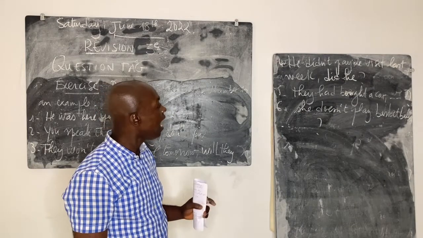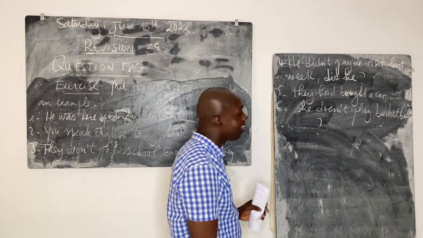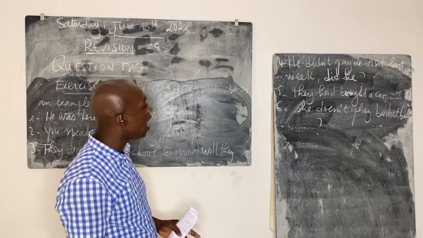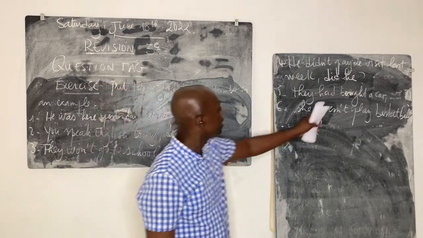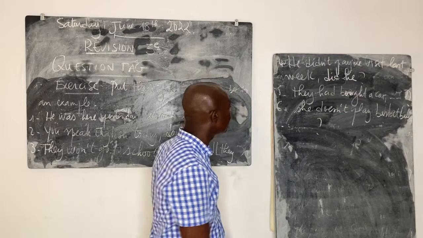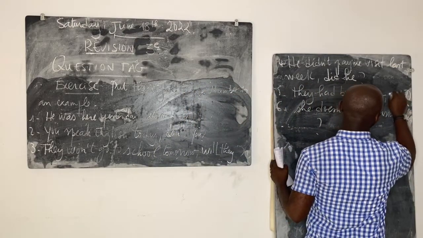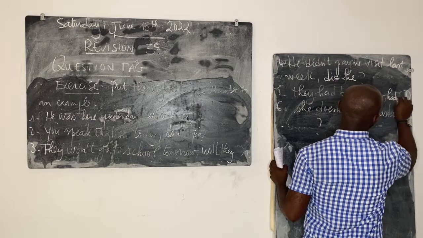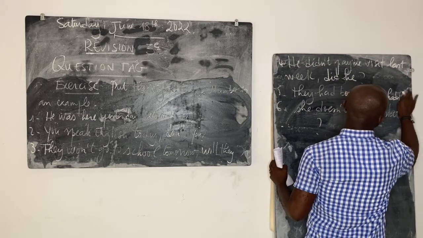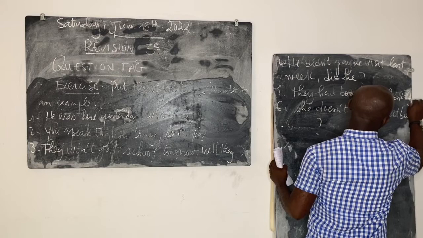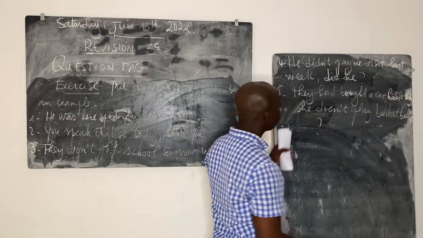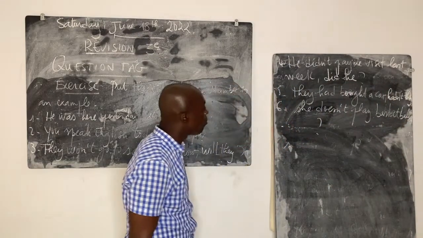5. They had bought a car. They had bought a car. Okay? The auxiliary to have in the past is going to be added there. The sentence is in affirmative form.